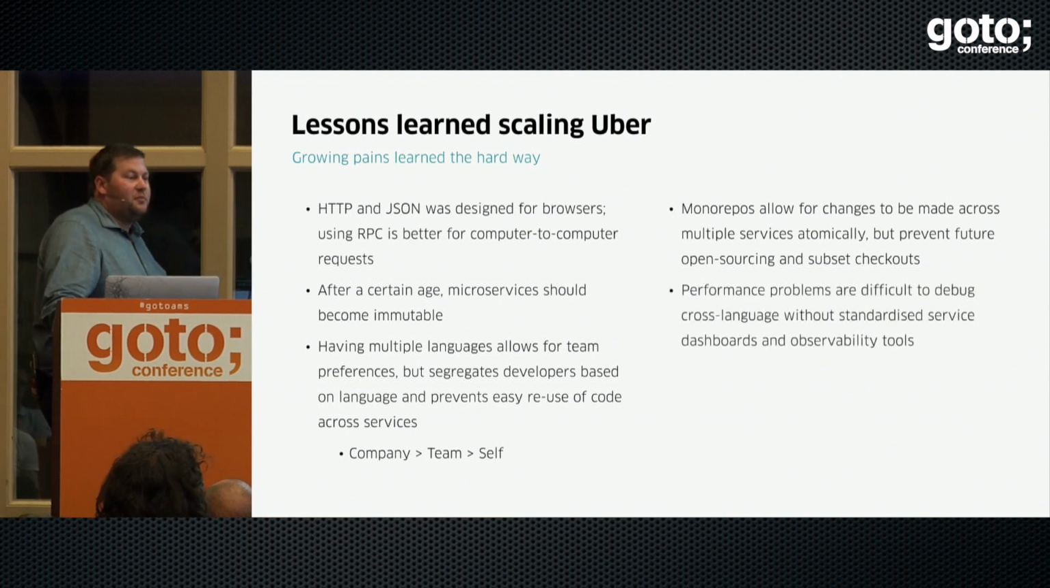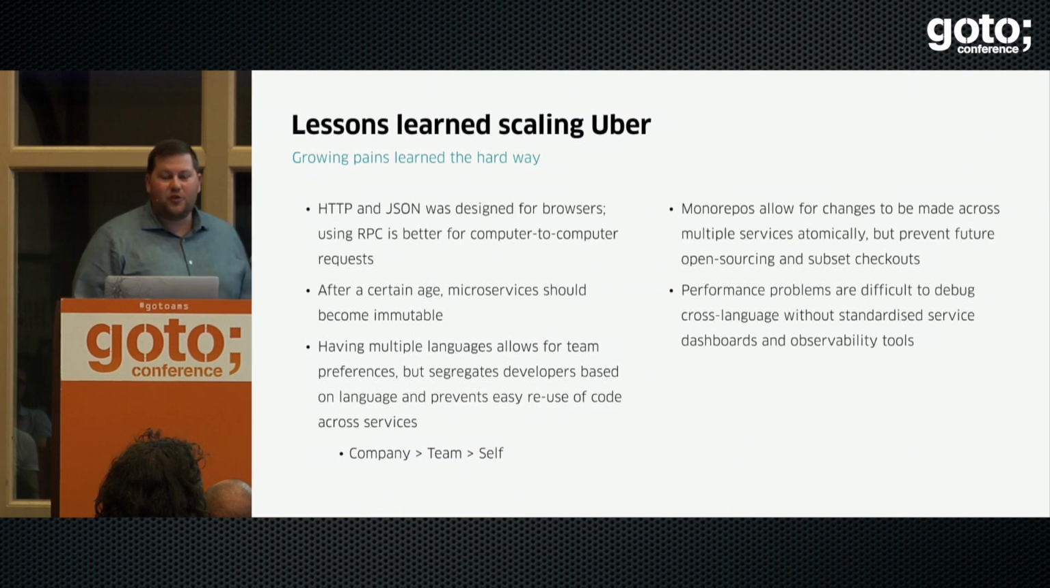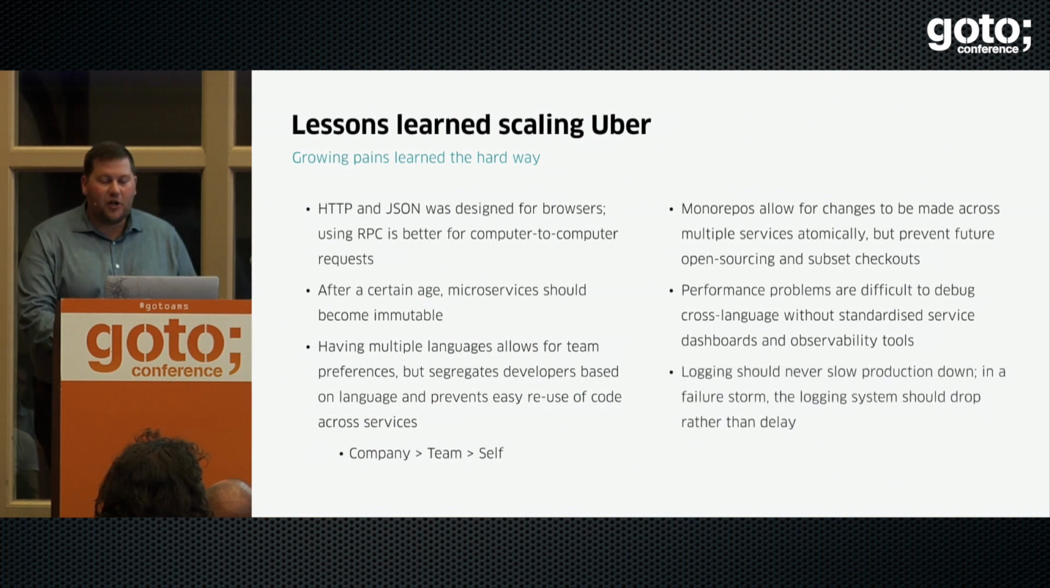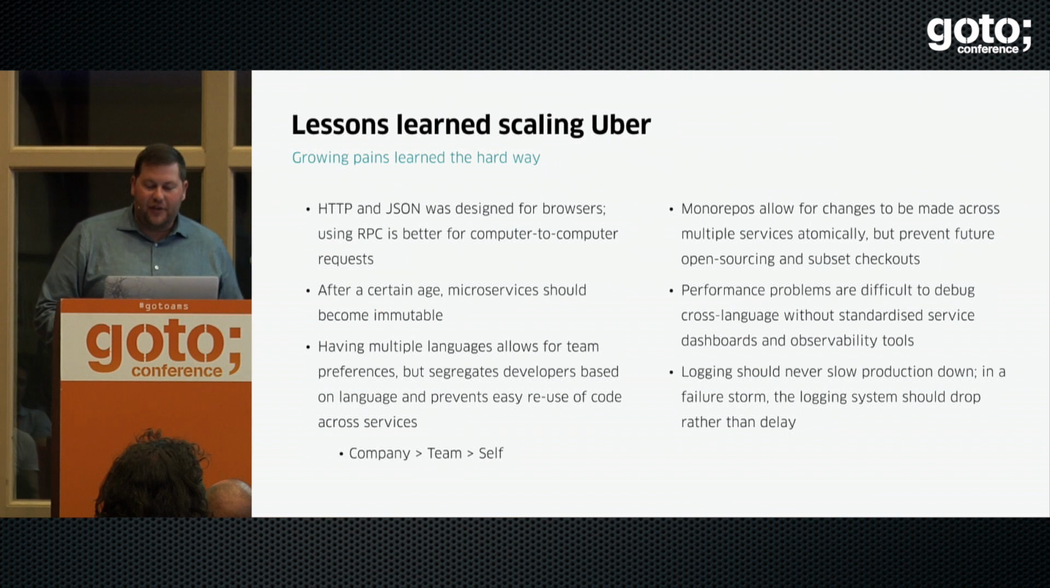Performance problems are difficult to debug when you have these complex distributed applications with thousands of services, so we had to invest heavily in standardized dashboards that give you meaningful information and observability tools that allow you to get to the root cause of these performance problems, like with Jaeger. And logging should never slow down production. If anything, logging should be dropped rather than delay the next request.